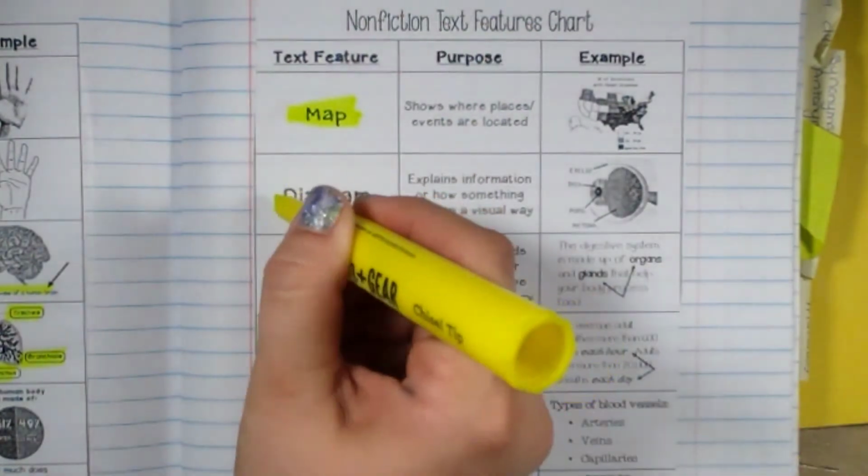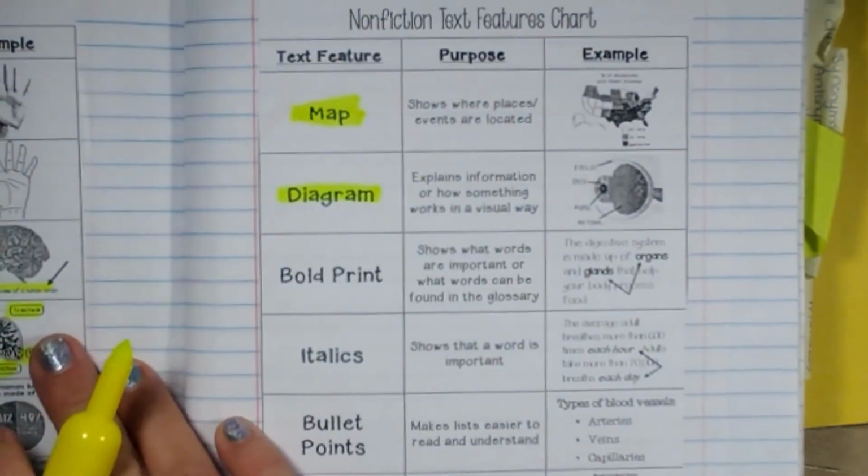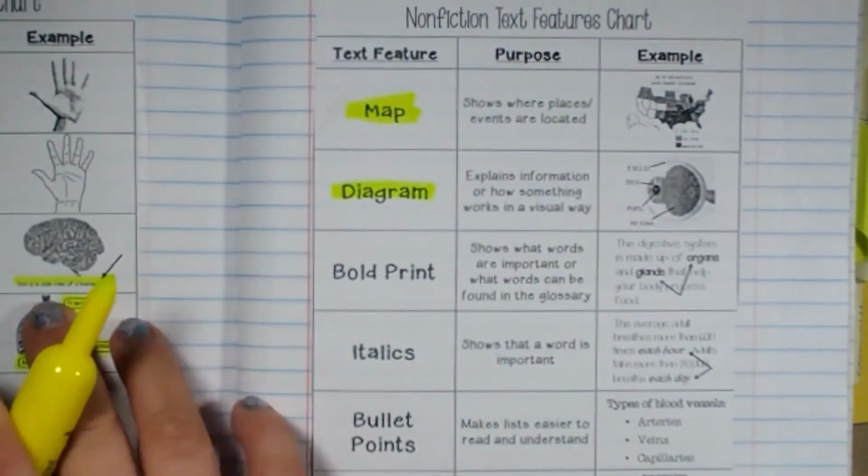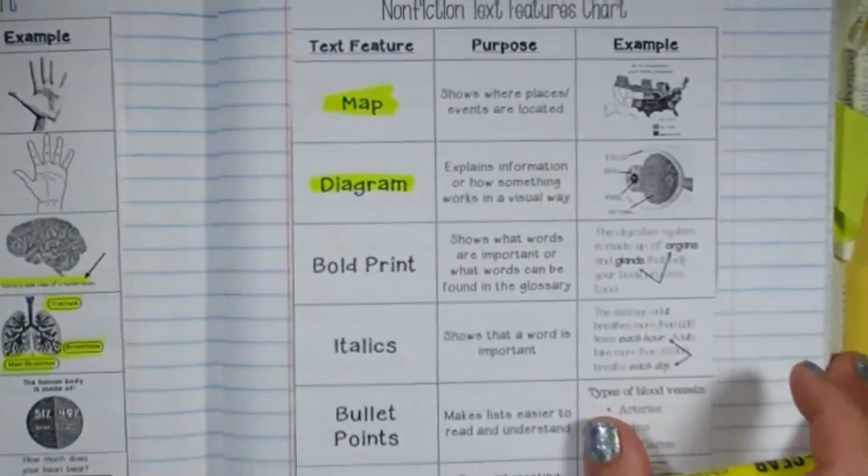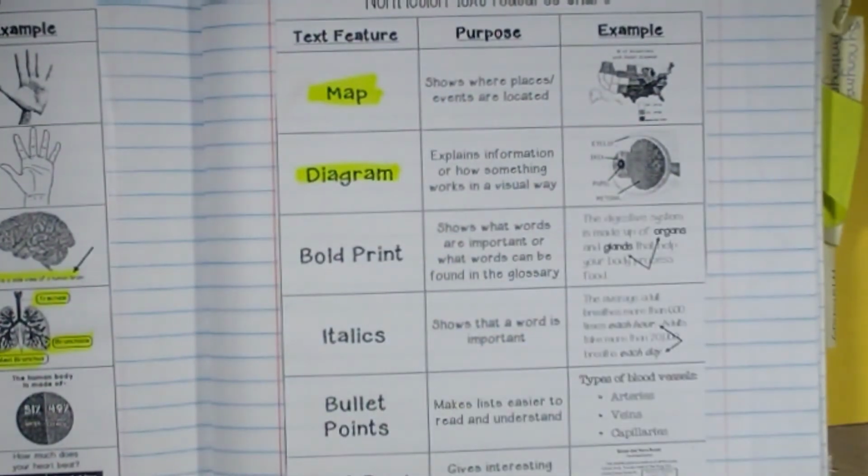Now the next thing right here is a diagram. Like I mentioned over here with the labels, a diagram shows the different parts. So a diagram will always have labels of some kind to show you the different parts of the picture. You will see a lot of that in science.